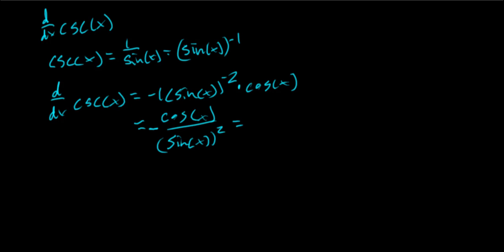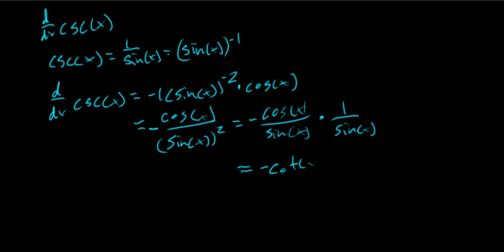And this can be written as the product of two fractions, right? So we're going to have negative cosine of x divided by sine of x, sorry. And then that's going to be times 1 over sine of x. And we're done. But again, we're going to simplify. We know from pre-calc that negative cosine over sine is the same thing as negative cotangent. So we got negative cotangent x.